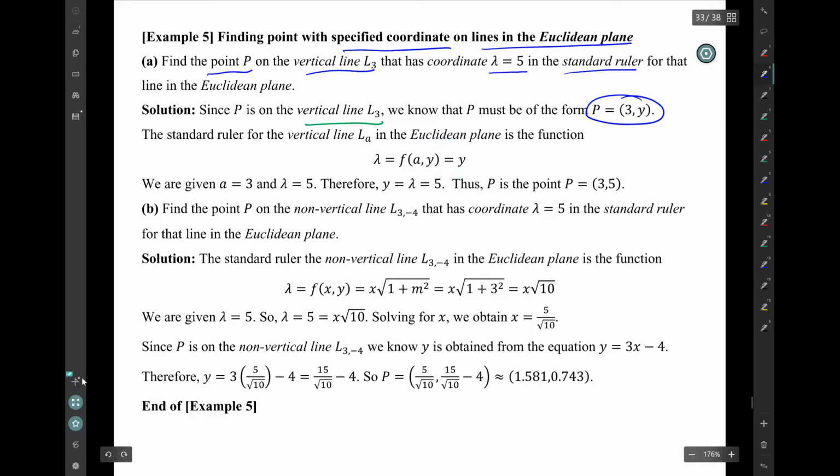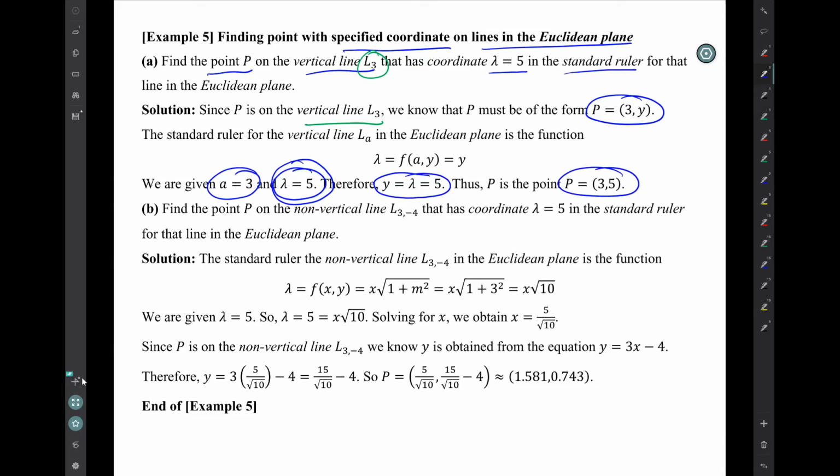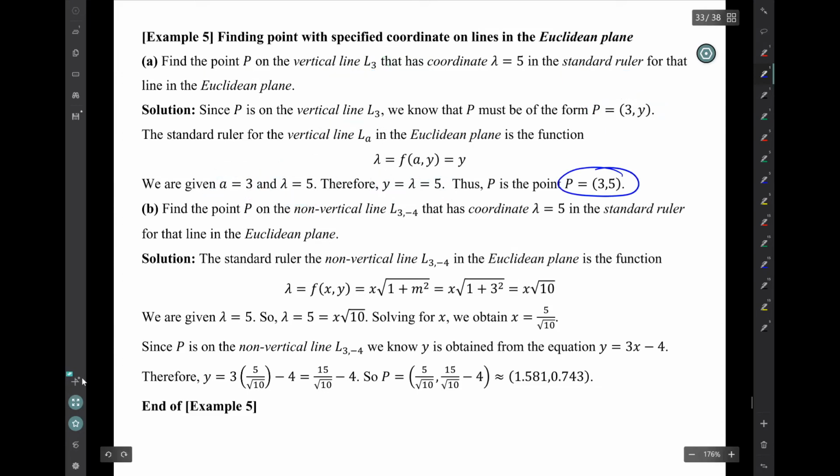Now in this example, we're given the value of the coordinate is 5, and we know that the number a is 3 because the line that's in question is the vertical line, L3. And so the fact that the coordinate is 5, that is the lambda equals 5, that's giving us the value of the y-coordinate. So P has to be the point (3, 5). So that's pretty simple.